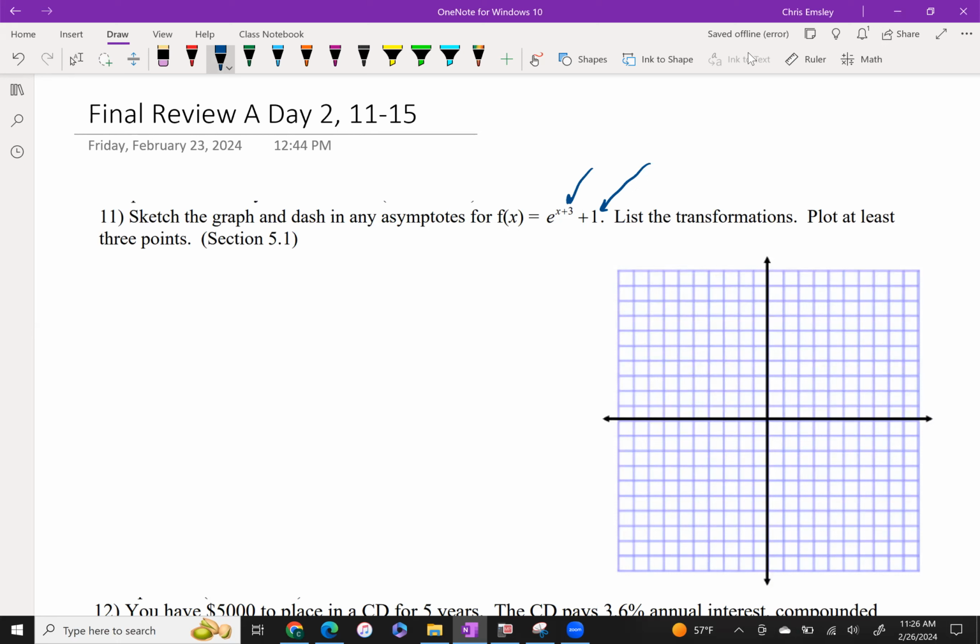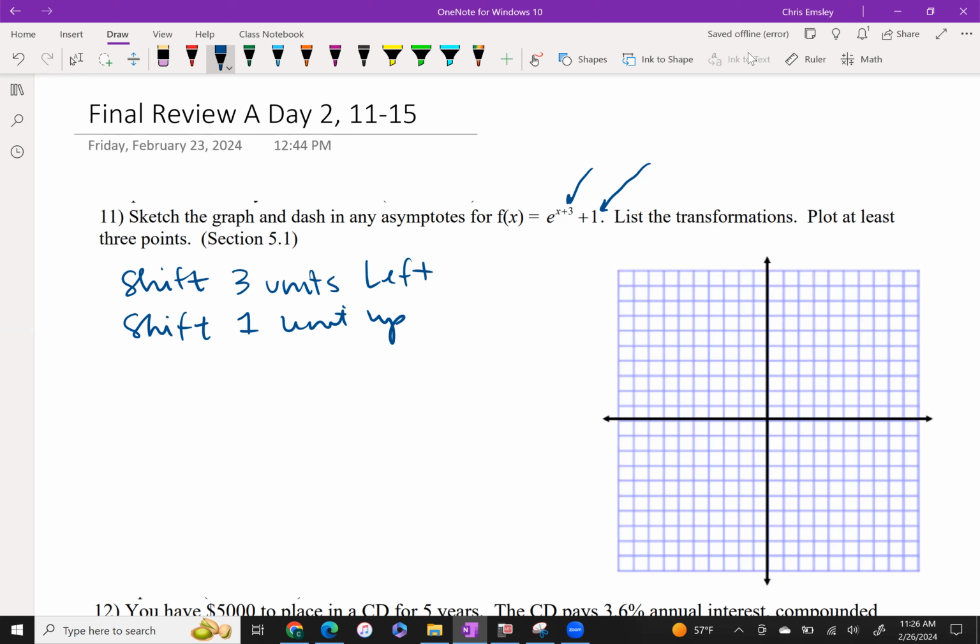So that first +3 is going to be a shift because it's in the function, or in the exponent. In this case, it's a horizontal change, so it's going to be a shift by 3 units to the left. And then that +1 is separate from our function, so that's a vertical change. That's going to be a shift 1 unit up.